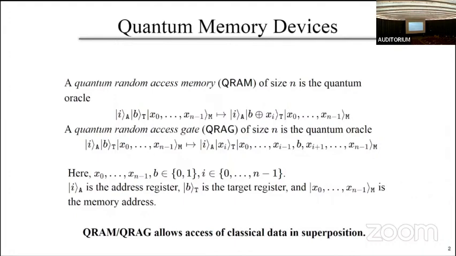We also have another type of gate called a quantum random access gate, which is equivalent, but instead of reading only, it swaps a target register with a certain position of the memory in superposition. This can be seen as the equivalent of a read and write gate. QRAM and QRAG allow us to access classical memory in superposition. And why do you care about this? It's because they are very useful and used in many important algorithms.